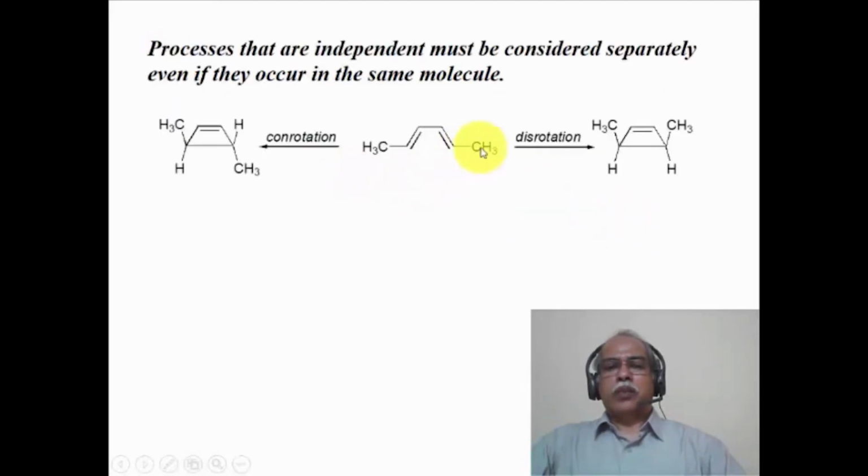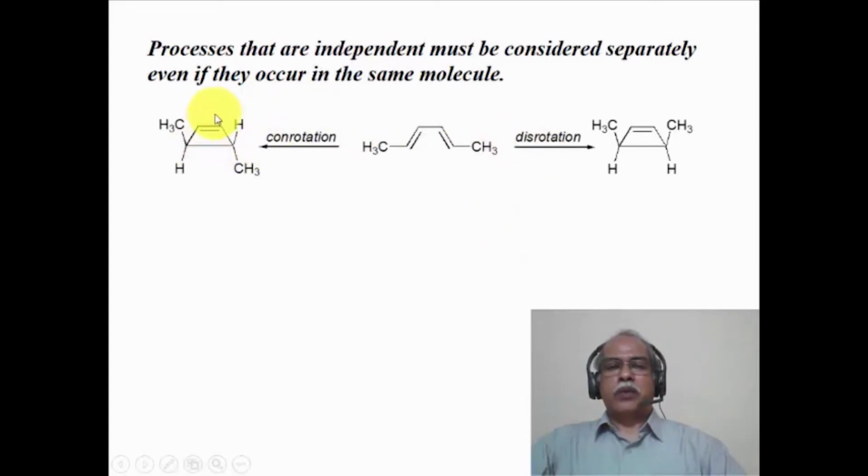Now in this case, there are two processes that are taking place with respect to the butadiene molecule. These are electrocyclic reactions. We will come to that a little later. The electrocyclic reaction can take place either by a disrotatory process or by a conrotatory process. I will define what is disrotation and conrotation when we come to the electrocyclic reaction. These two processes have to be considered independently.